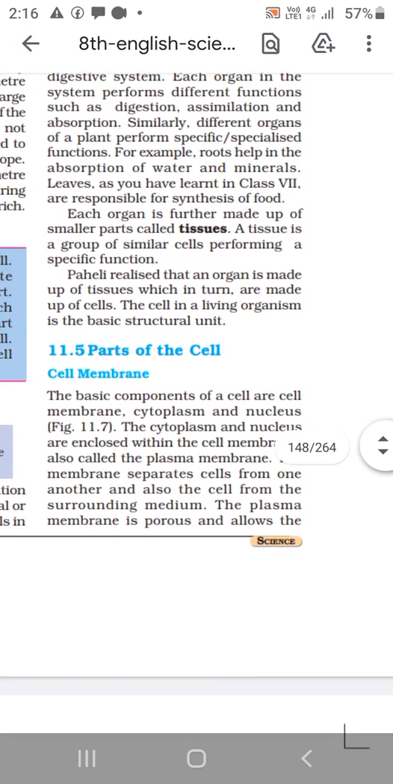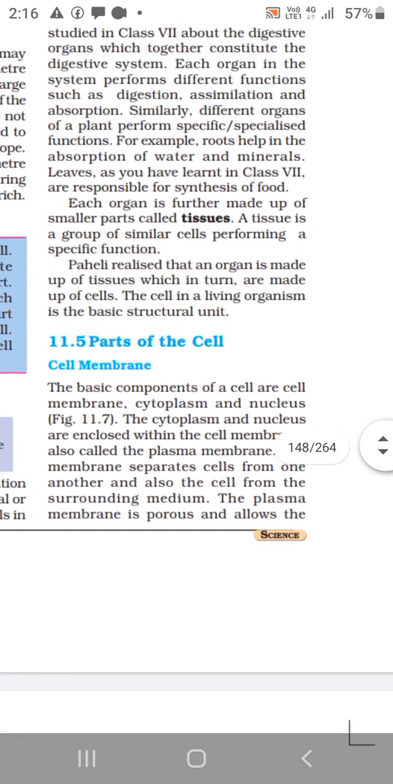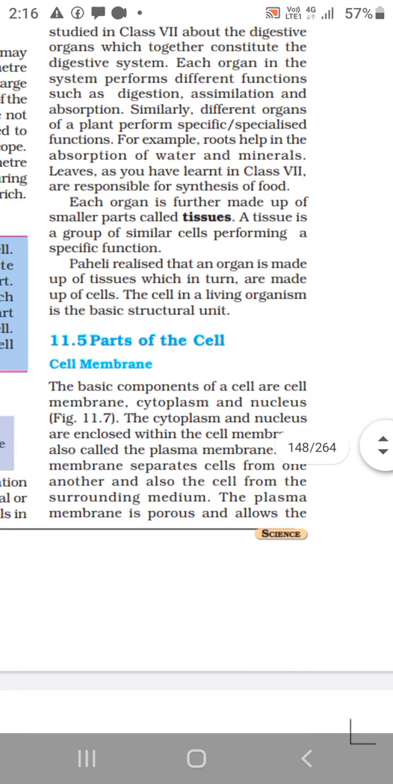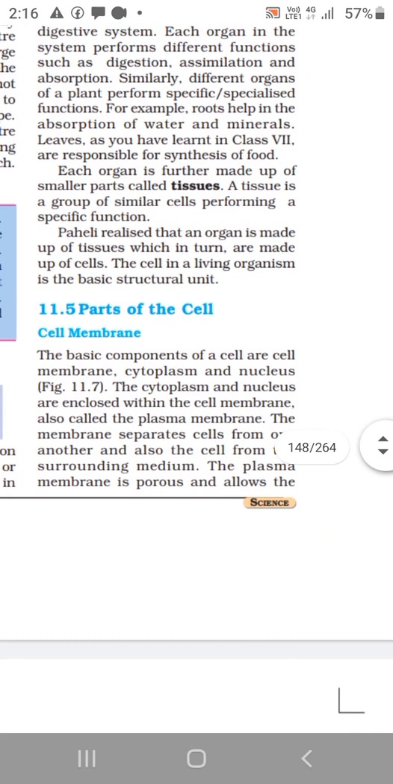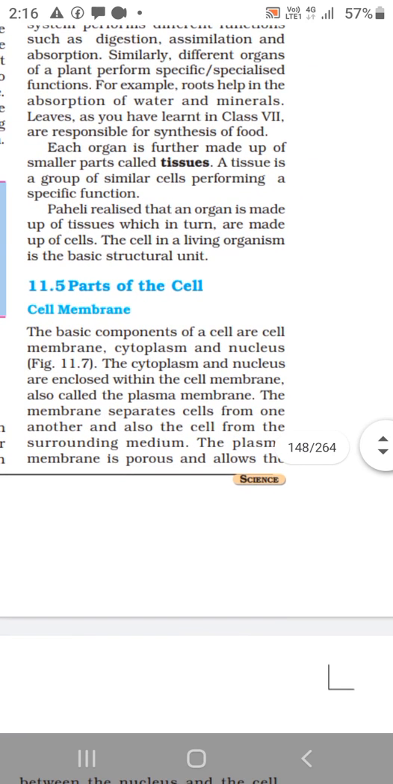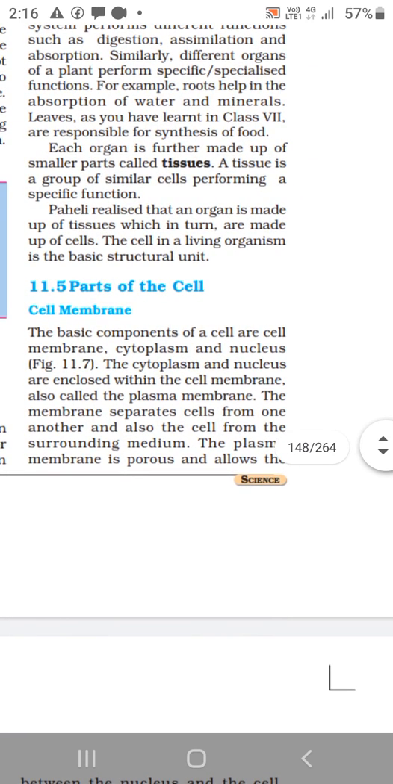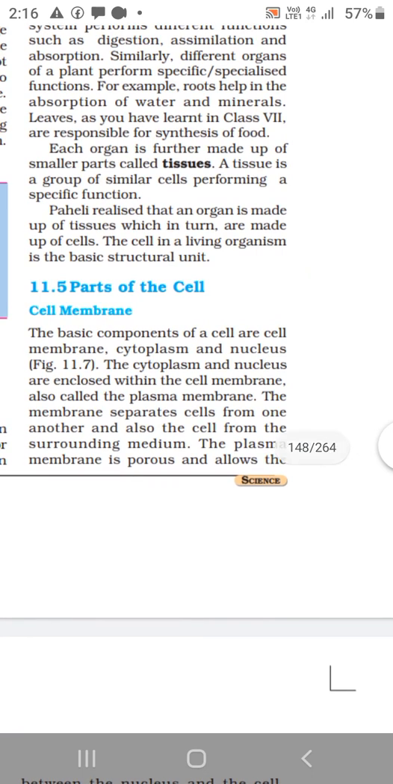Parts of the cell. The basic components of a cell are cell membrane, cytoplasm, nucleus. Cytoplasm and nucleus are enclosed within the cell membrane, also called plasma membrane. The membrane separates cells from one another, and also the cell from the surrounding medium.